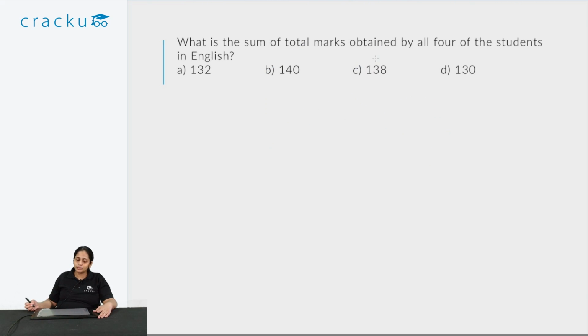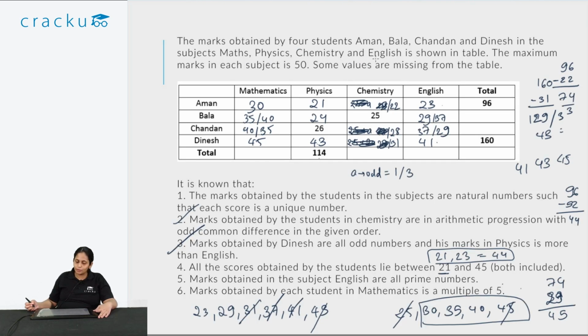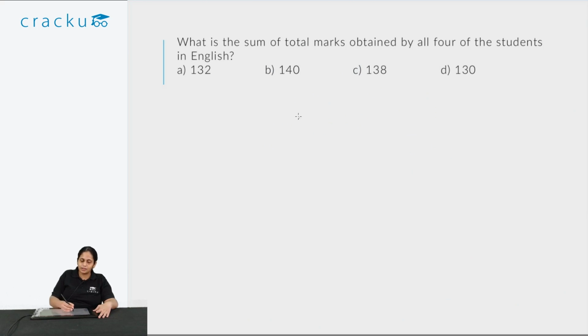What is the sum of the total marks obtained by all 4 students in English? So what is the sum of total marks? So that is 23, 29, 37, 41. We don't know which one has 29, which one has 37, but one of them has 29, the other has 37. So 23 plus 29 plus 37 plus 41 is the answer.